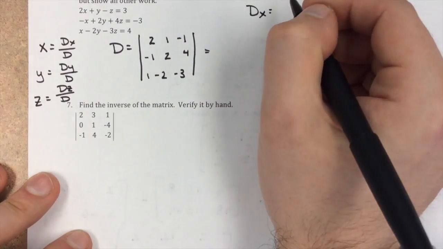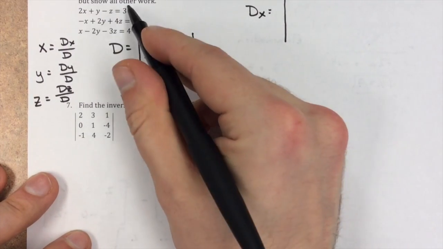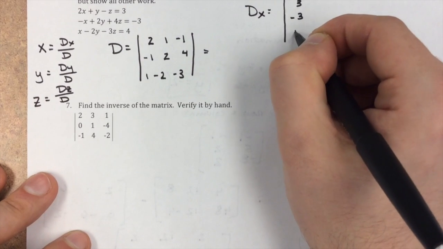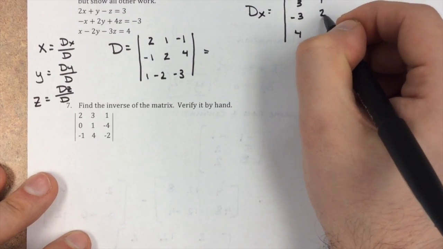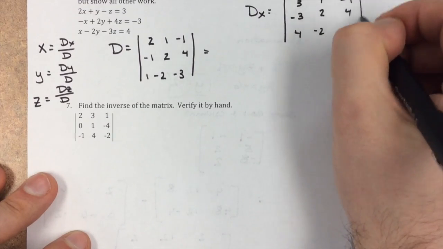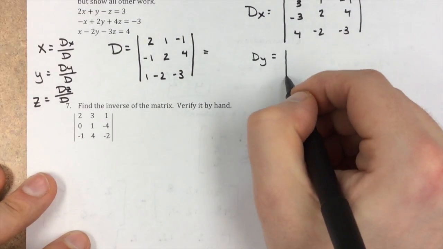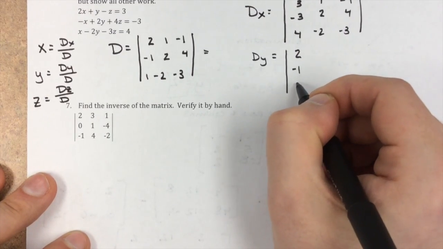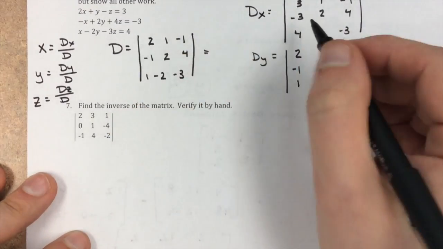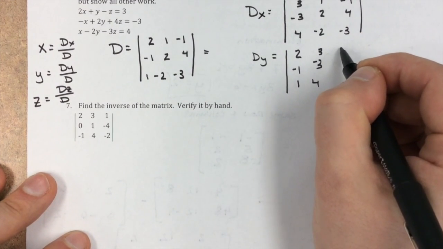Let's set up the rest, and then we'll show how we type that into our calculator. So our dx determinant is, we replace the x column with our answers. So 3 going down, 3, -3, 4, then the rest is the same, 1, 2, -2, -1, 4, -3. Our dy, we write our x column, replace the y column going down with our answer column. So 3, -3, 4, and our z stay the same.